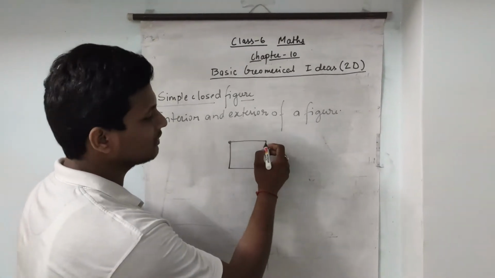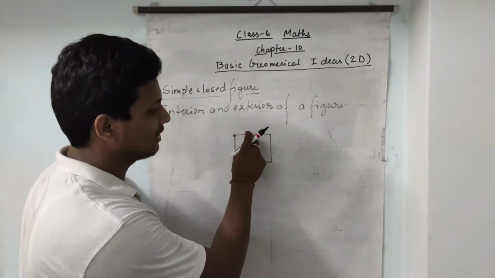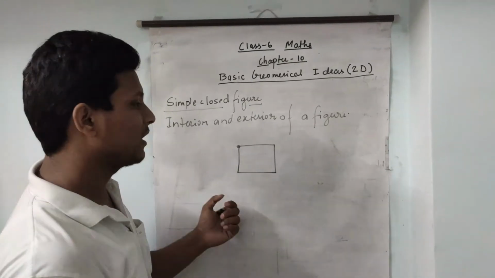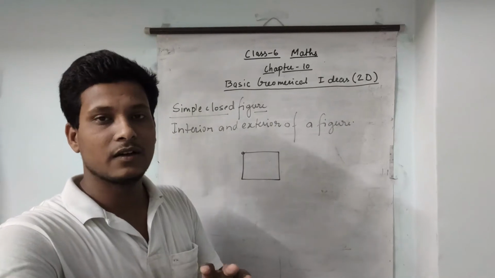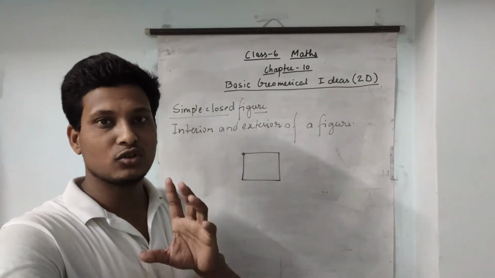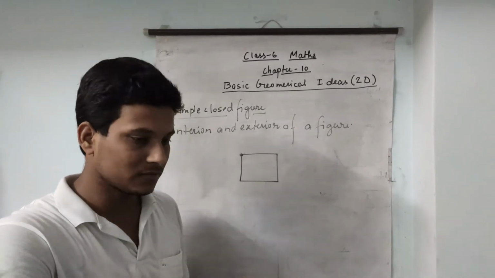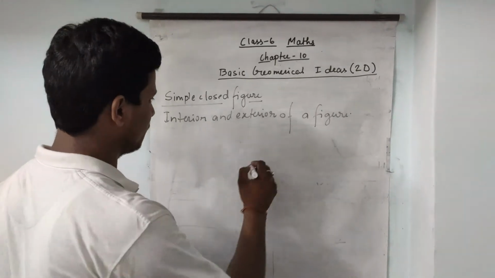And if you are thinking that these are intersecting points, no, these are the adjoining points of this line segment and this line segment. Okay, so this is called the simple closed figure. A closed figure that does not intersect itself is called a simple closed figure. Okay, the next part is interior and exterior of a figure.